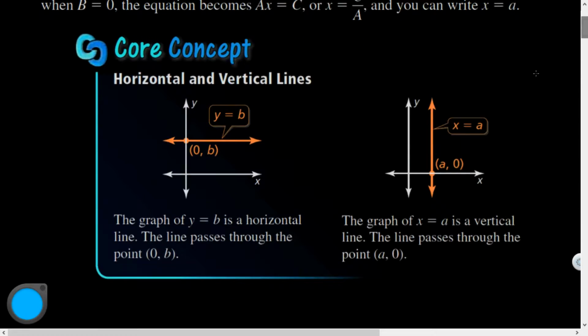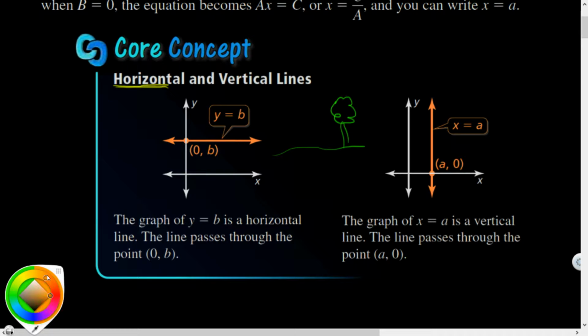Let's take a look at horizontal and vertical lines. Horizontal lines are the sideways ones. The way you might remember is horizon. That's when you'd have a lovely scenery. Bam. Horizon is like horizontal.